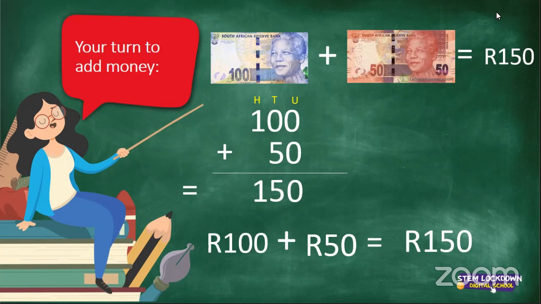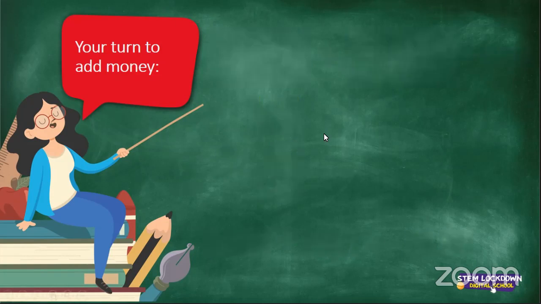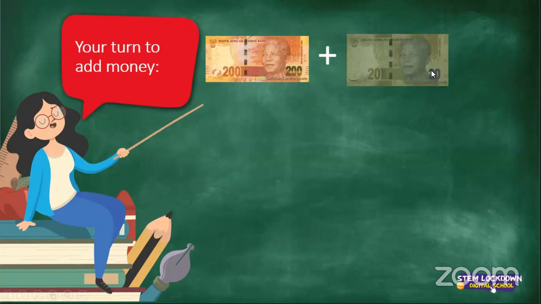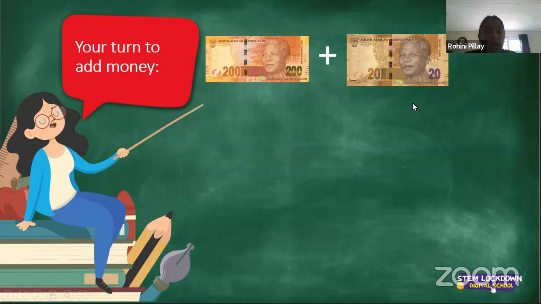Good. Can you mute all the mics? What note is this? 200 rand. What is the brown note worth? How much? 20 rand. Good. Let's do the sum together.